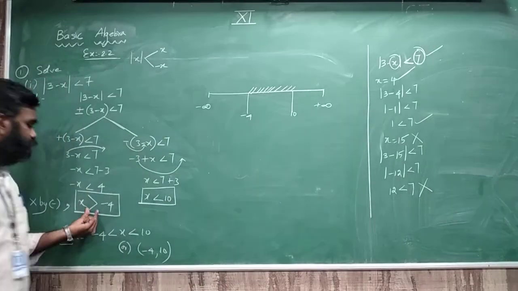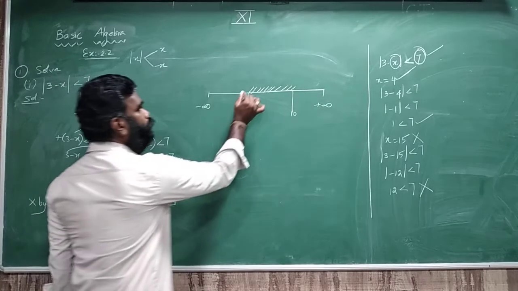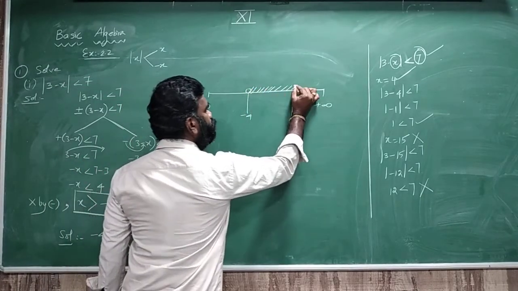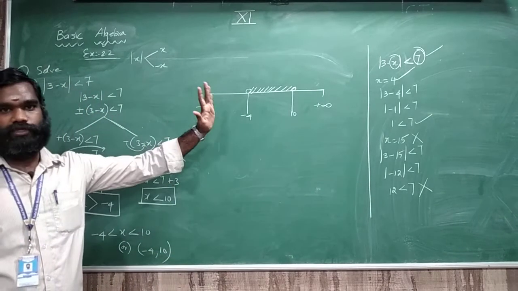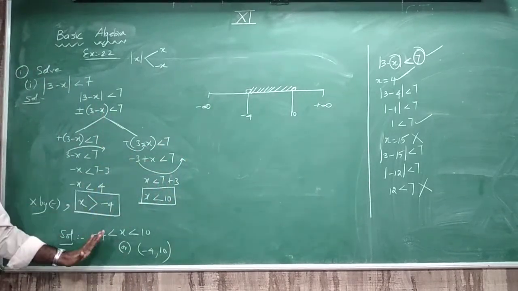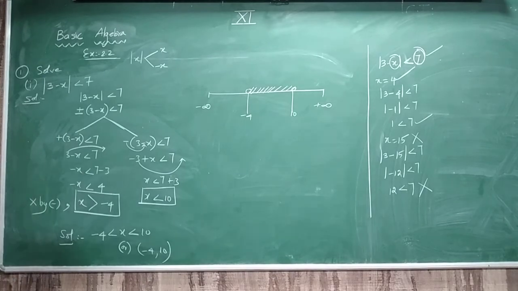As this is not an equal to symbol, it has open circles. That's all. If you want, you can sketch it like this also, no problem. This is the required answer for this sum.